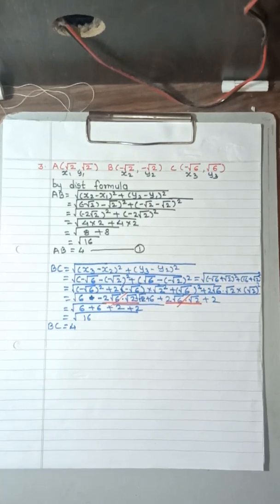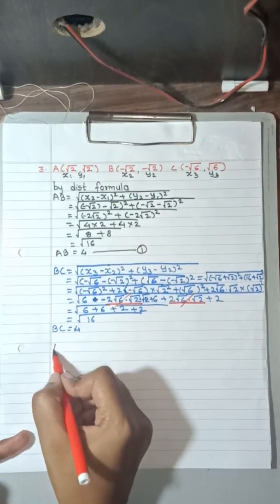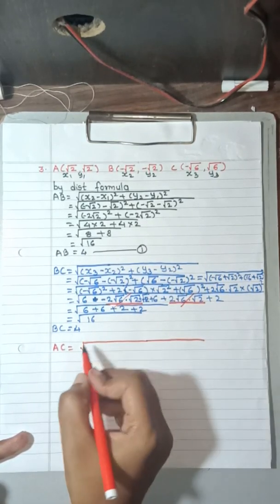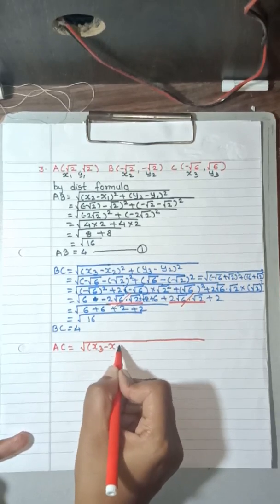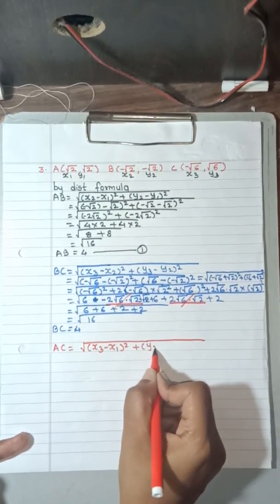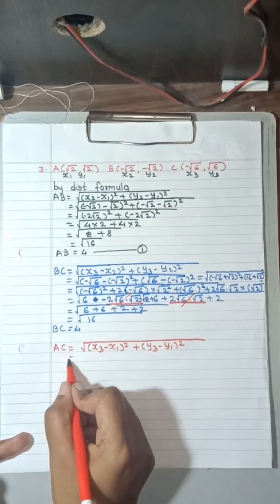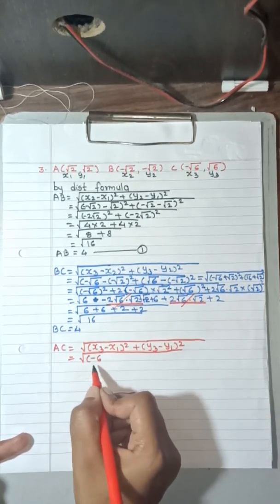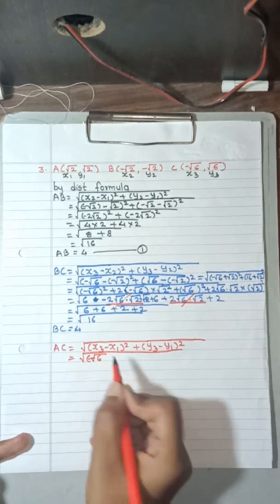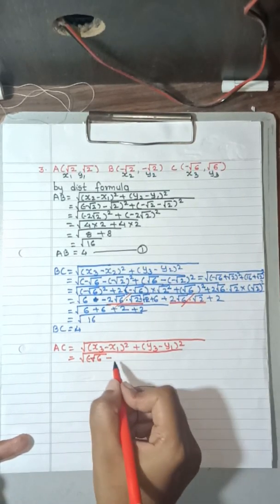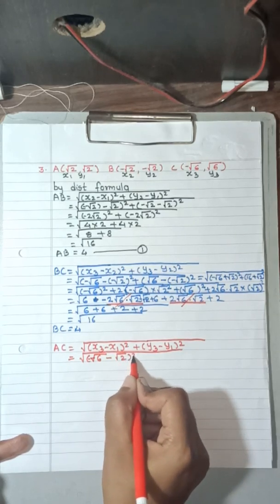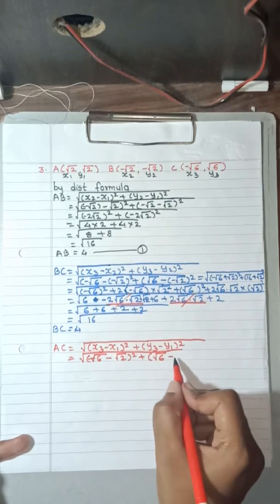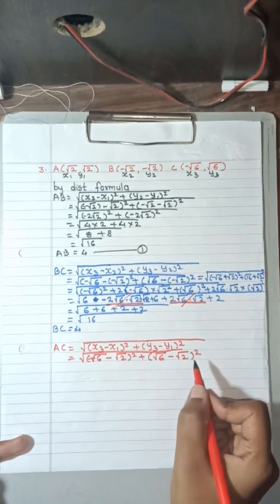Now we'll find out the value of AC. Distance AC is equal to under root of x3 minus x1 bracket square plus y3 minus y1 bracket square, that is equal to under root of, so what is x3? x3 is minus root 6, or root 6, minus x1 is root 2 bracket square, plus y3 is root 6 minus y1 is root 2 bracket square.